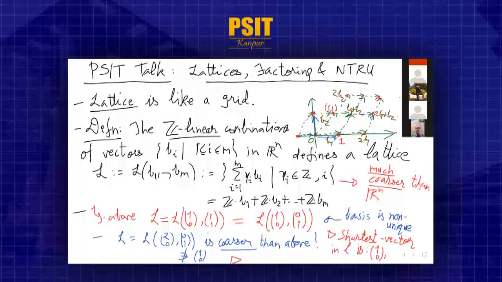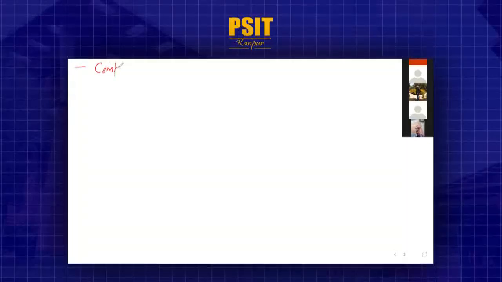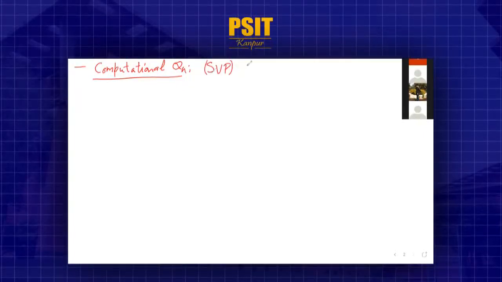After some computing, let's say B1 minus B2, the length decreases. So you have to actually compute the linear combination which gives you the shortest vector. So that is the computational question. The computational question of SVP, the shortest vector problem, is: find a vector V in your lattice, which we are denoting by L, such that the length of the vector is the minimum amongst all the vectors in the lattice.